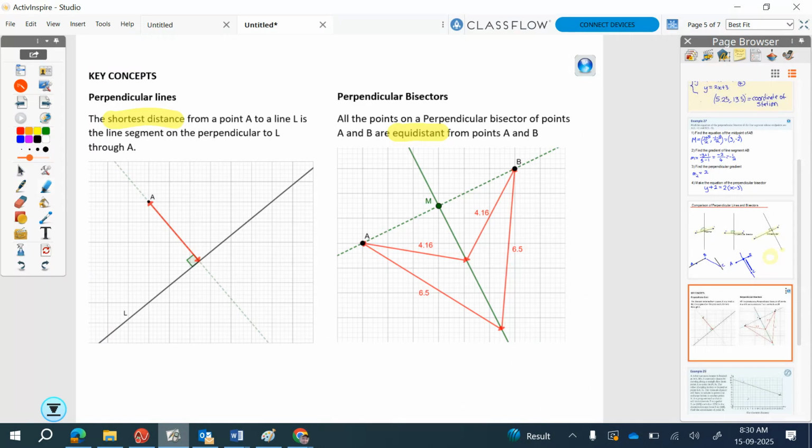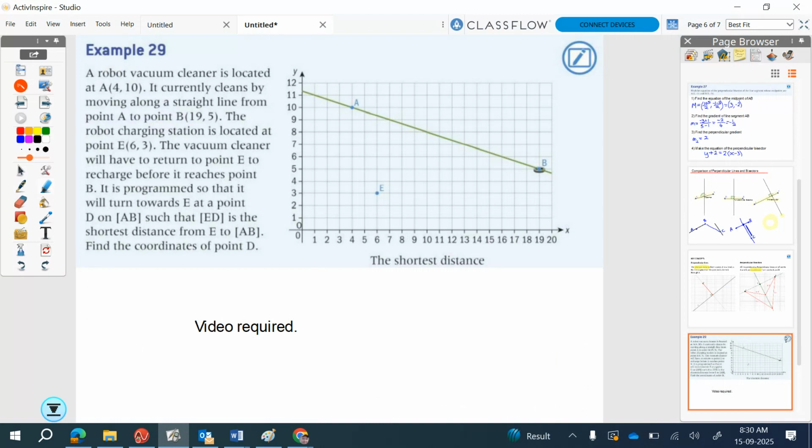All right. So in summary, perpendiculars are good for shortest distance problems, and perpendicular bisectors are good for equally distant problems. Have a go at your last problem for today. It's a problem-solving question.